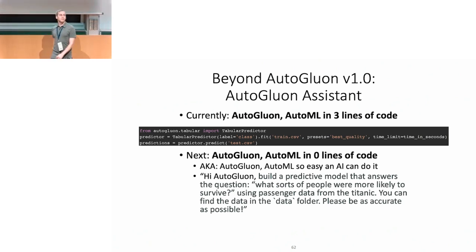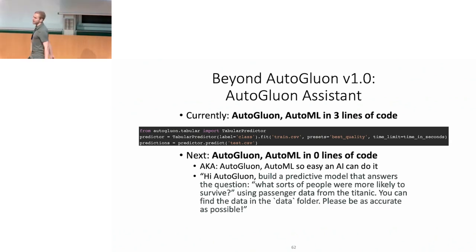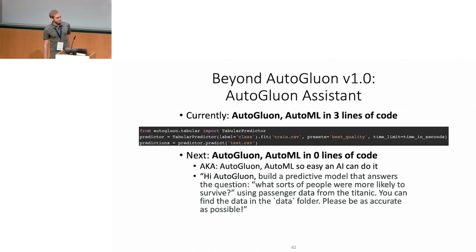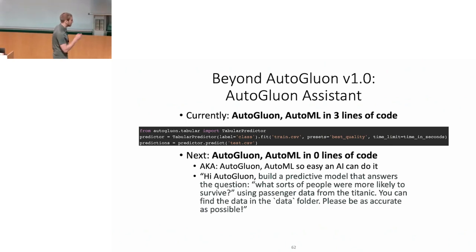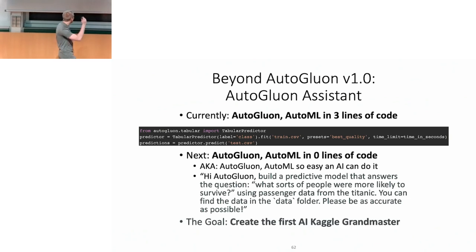And my problem might have messy data. It might be in multiple different tables. It might need to have certain columns removed, like an ID column. It might not be IID. Figure it out. So, you know, LLMs have been getting a lot of attention recently, and I think that we can use LLMs to empower AutoML systems, and that's what we've been working on. And one of our goals here: create the first AI Kaggle Grandmaster.